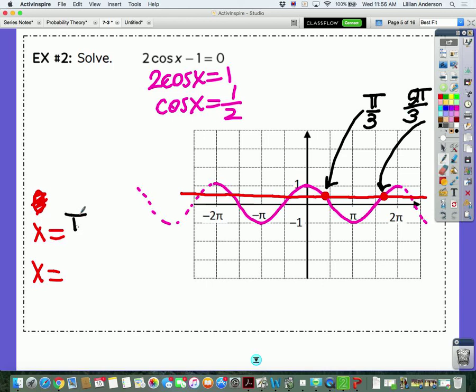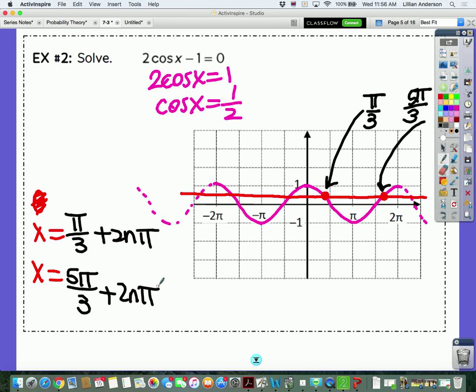So those are just two of the solutions. But how do you represent all the solutions? What do you have to add to both of these? Plus 2 pi n. And before anybody says it, will that always be 2 pi n? Yes, if you're dealing with a sine or cosine function, because that is the period.